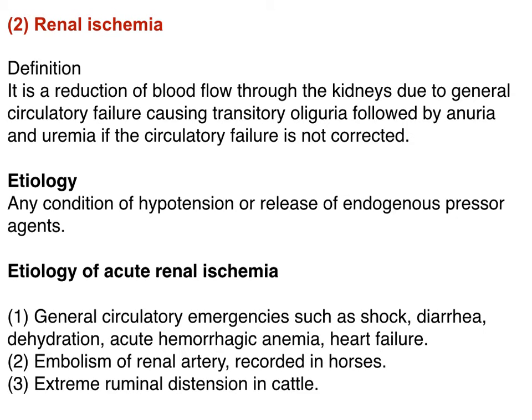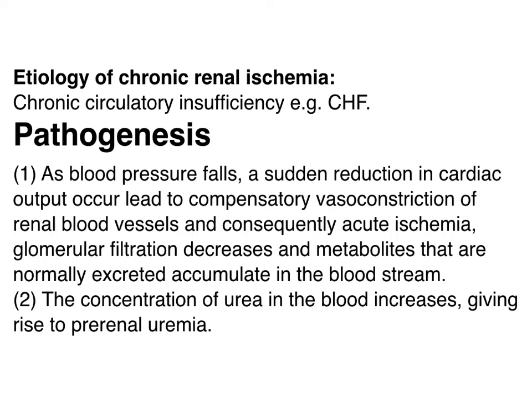أما بالنسبة للمسببات of acute renal ischemia: Number 1, general circulatory emergency such as shock حالات الصدمة، diarrhea التي تسبب حدوث الجفاف dehydration، acute hemorrhagic anemia، heart failure وقصور القلب، embolism of renal artery recorded in horses، extreme ruminal distension in cattle. أما بالنسبة للمسببات المزمنة Etiology of chronic renal ischemia, chronic circulatory insufficiency such as chronic heart failure والتي سبق أن تطرقنا لها في أمراض congestive heart failure.